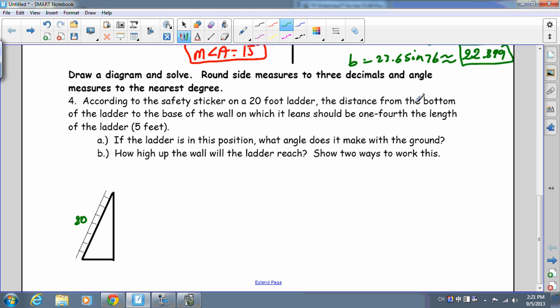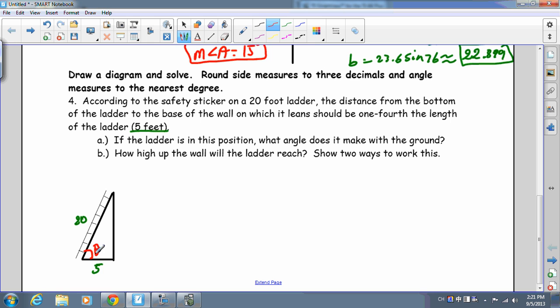We have the distance from the bottom of the ladder to the base, meaning this distance is apparently 5. And what we're looking for, first thing we'll be looking for is this angle, because we say if the ladder is in this proportion, what angle does it make with the ground? So this is the ground, we're looking for this angle. Let's call that angle theta for now.